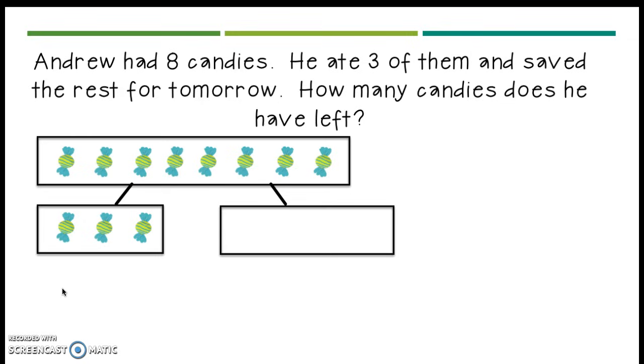Okay, here we go. If you want to challenge yourself, press pause. You figure out how many candies and then press play to check yourself. All right, here we go. I'm going to count on 3, 4, 5, 6, 7, 8. Stop. Friends, how many pieces of candy does Andrew have to eat for tomorrow? Yeah, he has 5. Ooh, that was so smart of him to wait and save some for tomorrow.